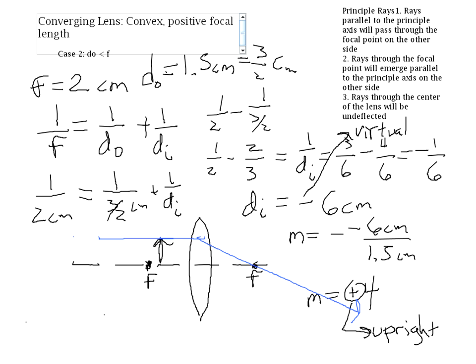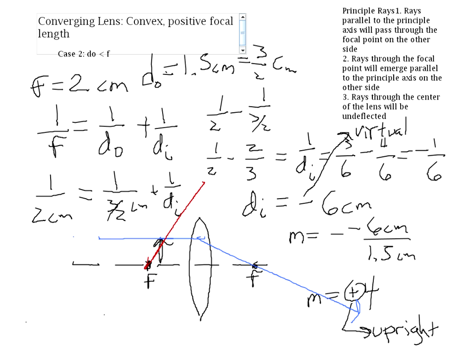All right, then the second principal ray. Through the focal point, rays that pass through the focal point will emerge on the other side parallel to the principal axis. Okay, so you should put your straight edge so that it passes through both the focal point and over the top of your object, like this. Okay, now if it doesn't hit your lens, that's okay.